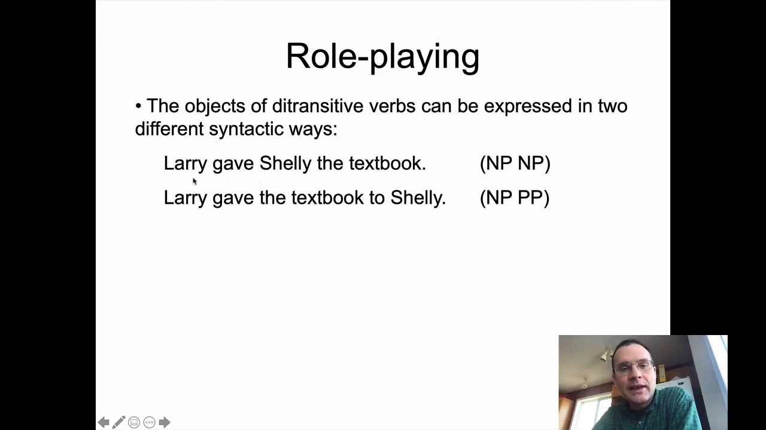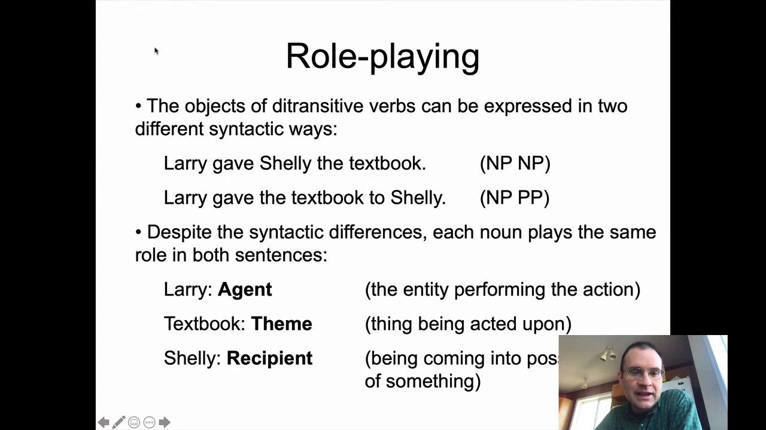So, like I said, we have these ditransitive verbs. And we've seen before that they can be expressed in two different syntactic ways. So you can say Larry gave Shelley the textbook. What's the complement structure of the VP here? It's a noun phrase and a noun phrase. You can also say this in a different way, same meaning, but Larry gave the textbook to Shelley. Here we have a noun phrase for the textbook, but Shelley appears as a prepositional phrase instead. So it's to Shelley. And the syntax changes a little bit too because we're switching the order of these two complements. So despite the syntactic differences, that's basically the exact same meaning for these two sentences.